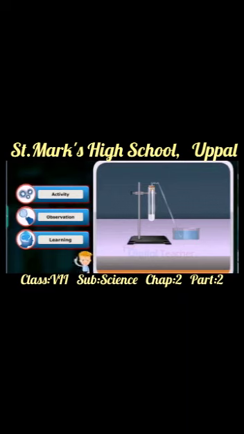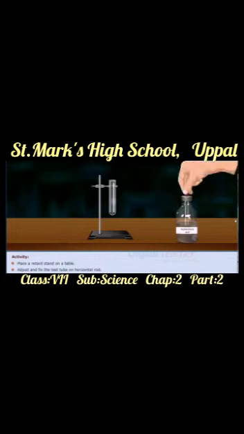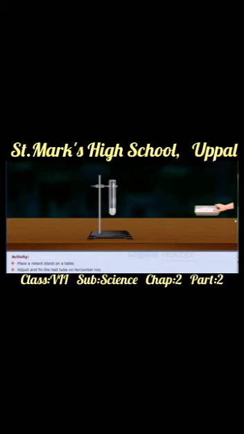Click each tab to know more. Place a retort stand on a table. Adjust and fix the test tube on the horizontal rod. Take about 10 ml of dilute hydrochloric acid, HCl, in a test tube. Now, add a few pieces of zinc granules in it. Observe the surface of zinc granules.